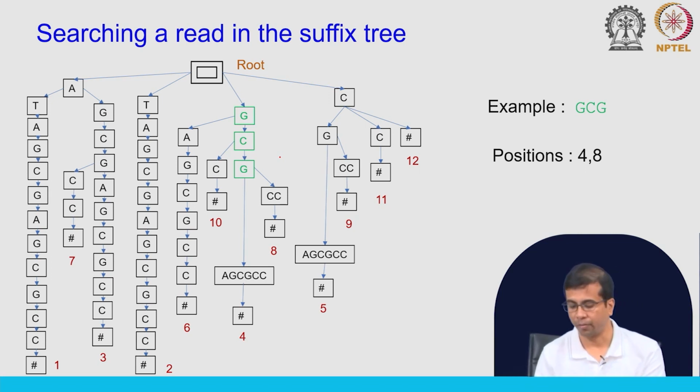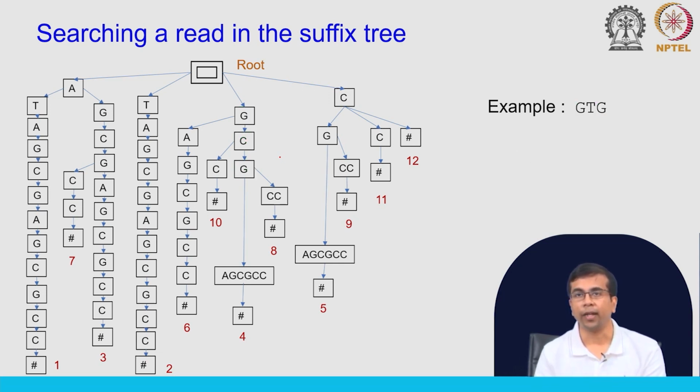So, GCG. What you see is that searching for repeat sequences is actually very easy in this kind of structure. So, you do not have to worry about repeating this process multiple times across multiple paths like we do in hash table based algorithms.